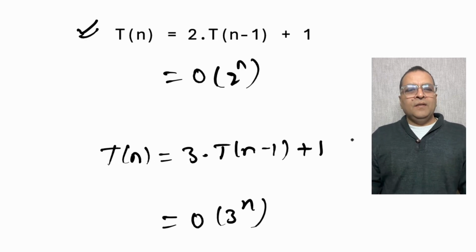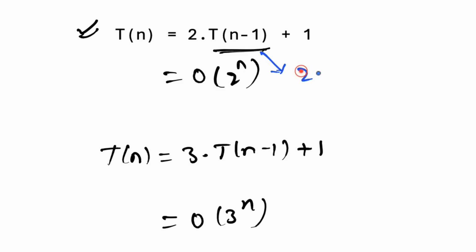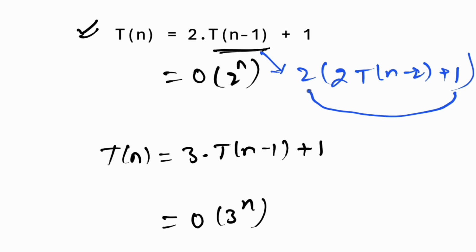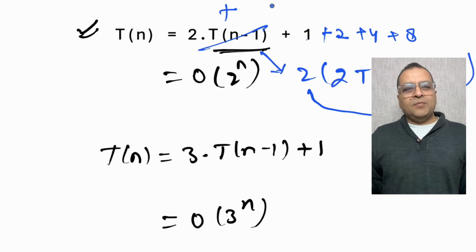Yes, you can. You just need to replace this T(n-1) with T(n-2). So T(n-1) will be equal to 2T(n-2) + 1. This 1 will get multiplied with 2 and it will become 1 + 1 = 2. Then next time it will be 4. Next time it will be 8. Every time n will keep on decreasing. You will get the same geometric progression that we have got in the function call tree.